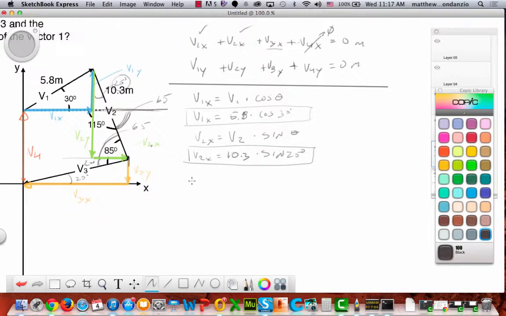I got it. So v1y, let's look at v1y. What does v1y equal, guys? Give me the upper level equation.